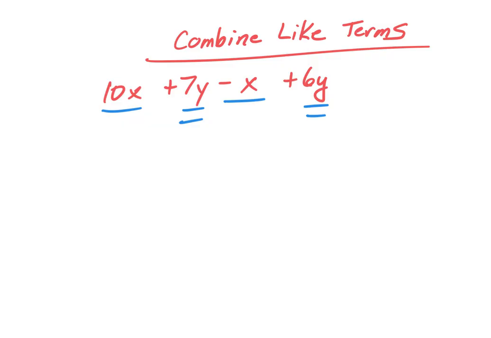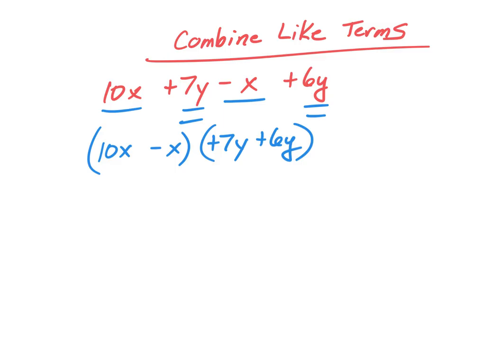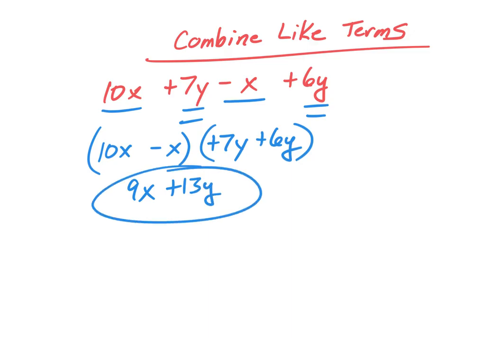If it helps you to move it around, just make sure, like I could rewrite this one as 10x minus x plus 7y plus 6y. Then I know these two are going to stay together, these two are going to stay together, right? So this would become 9x plus 13y, and that would be our answer. That's as far as I can go. Because remember, there's an assumed 1 in front of that x.